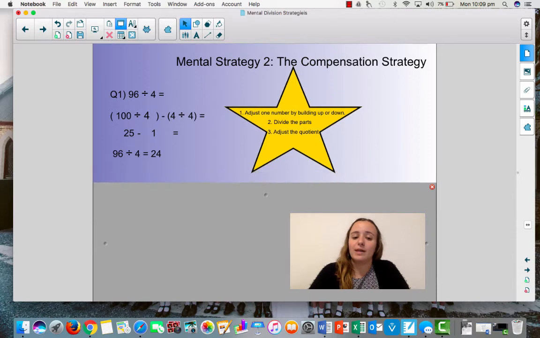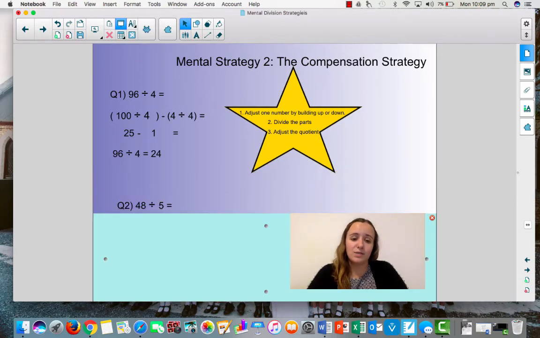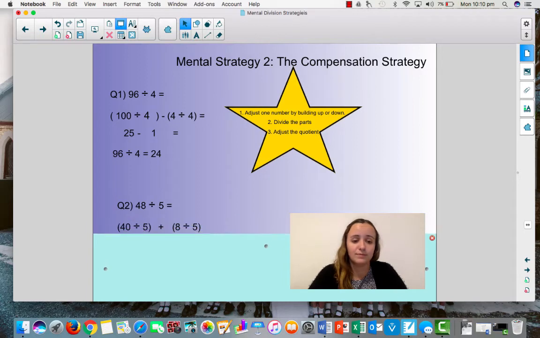Right, let's have a look at the next one and let's try and follow the steps together. Now this one is a little bit trickier because it does have a remainder, but it is the same. So 48 divided by 5. I'm going to round the number up or down. Okay, you could have done this 2 different ways. I've chosen one way. So 40 divided by 5.